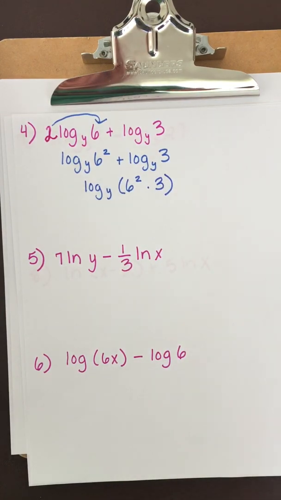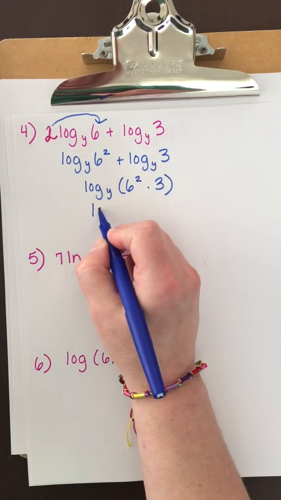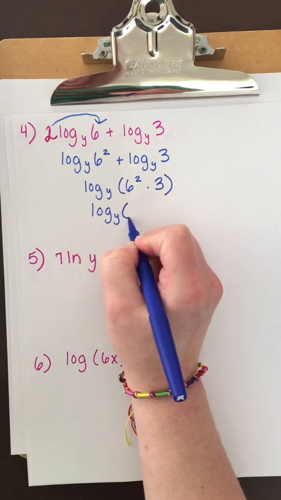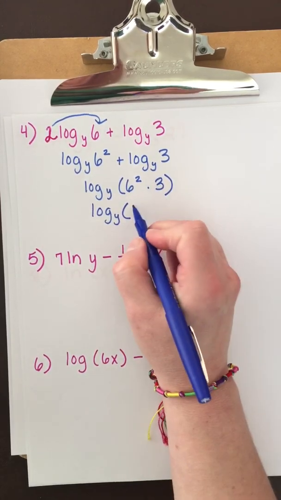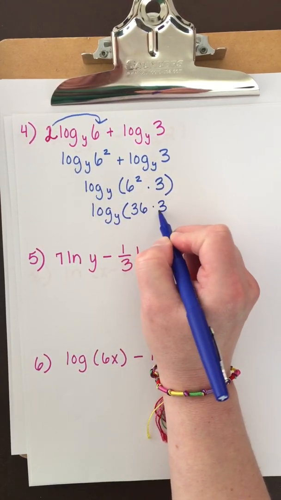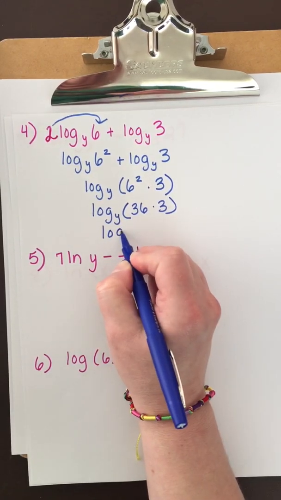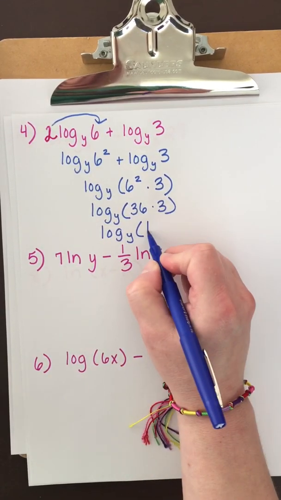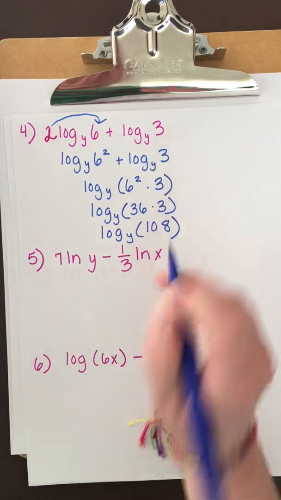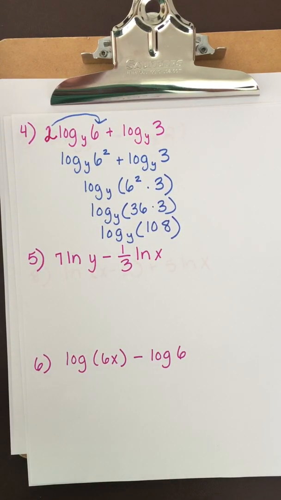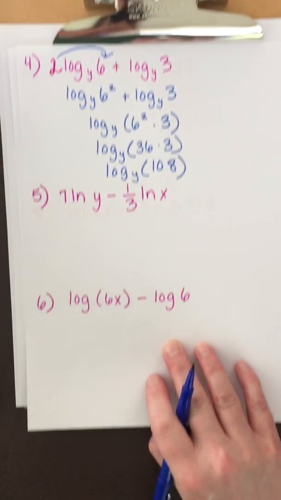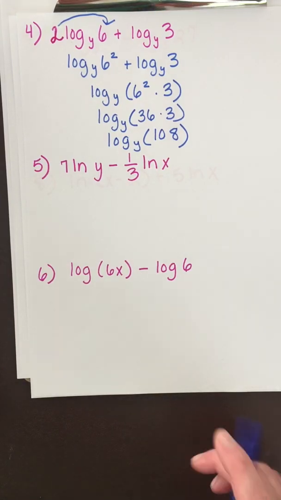And we can go ahead and simplify that, right? So that'll be the log base y of 6 squared is 36 times 3, which will be the log base y of 108. Done with that. All right, let's look at the next one.